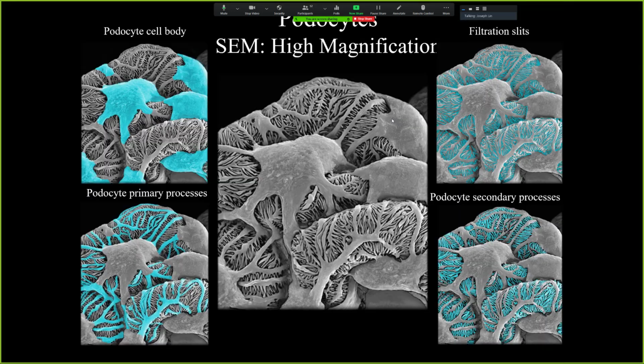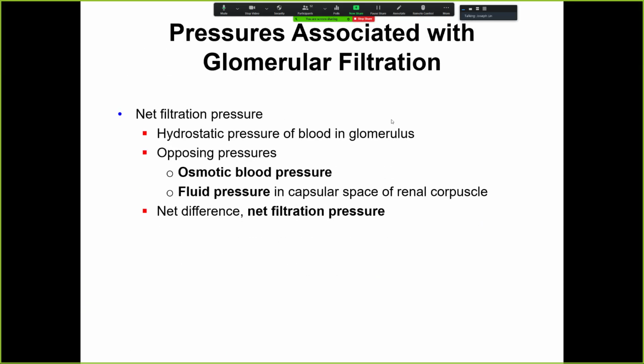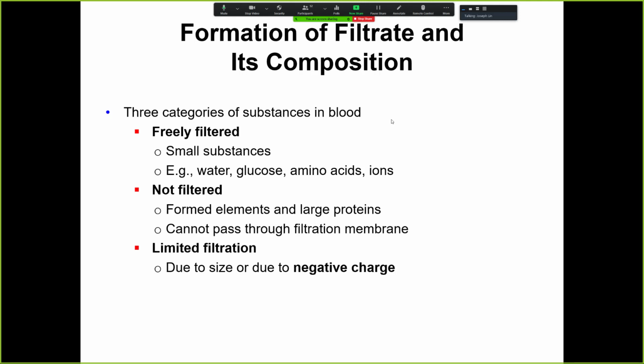Okay, so I'm going to change my slides a little bit. Let's go down a little bit here. So what we have is some substances that are freely filtered, meaning these are small things that your body can easily pass through the membranes of the podocytes and they get into your urine. So when you eat a lot of sugar, or a lot of caffeine, or a lot of carbs, you will see traces of that in your urine.